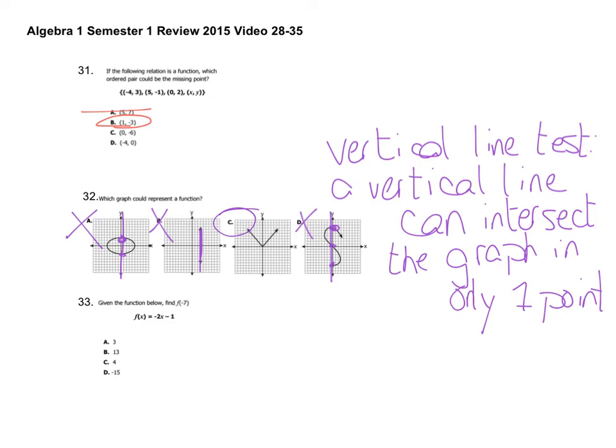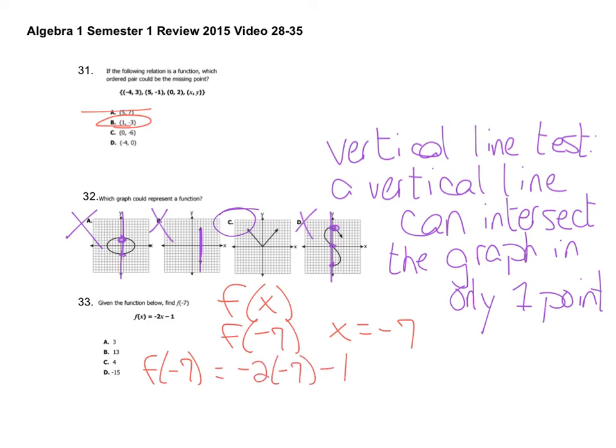33 is function notation. It says, given the function below, find f of -7. Remember, whatever is in the parentheses is your x value. So when they tell me to find f of -7, they're telling me x is -7. So we're going to plug -7 into this function. So f of -7 is -2 times -7 minus 1. So that's 14 minus 1, which is 13. So we would say f of -7 is 13, and that is B.